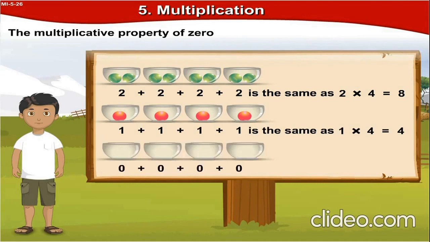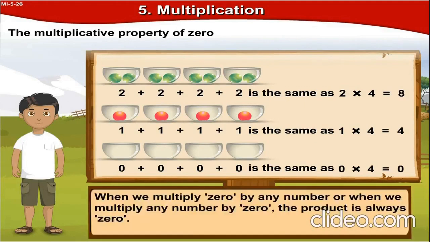Now, 0 plus 0 plus 0 plus 0 is the same as 0 multiplied by 4, which is equal to 0. So what did you learn from this? Well, when we multiply 0 by any number, or when we multiply any number by 0, the product is always 0. 0 multiplied by 4 is equal to 4 multiplied by 0, which is equal to 0.